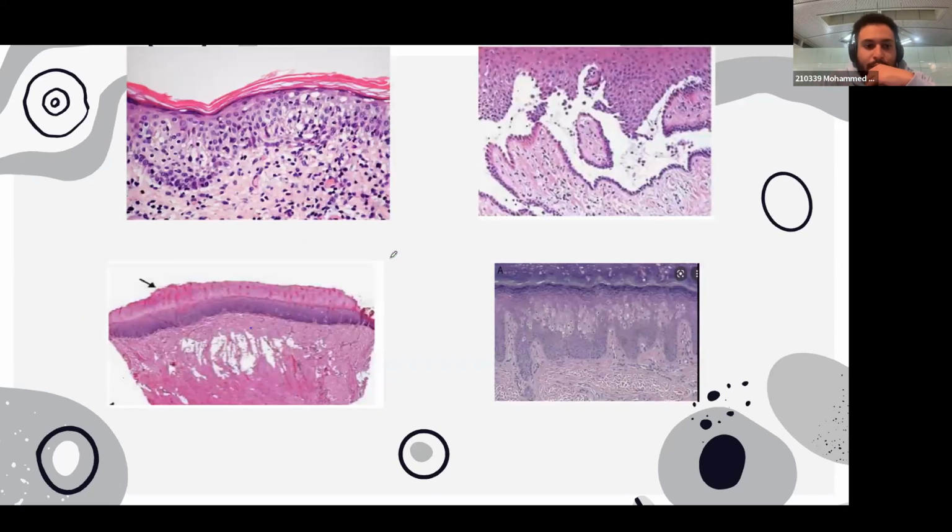Now, let's go through these. Something I did not mention is what this is. If you have lymphocytes going into the epidermis, what do we call this? Good. Exocytosis. Not as important in terms of the pathologies that I'm going to describe, but it's good to know.